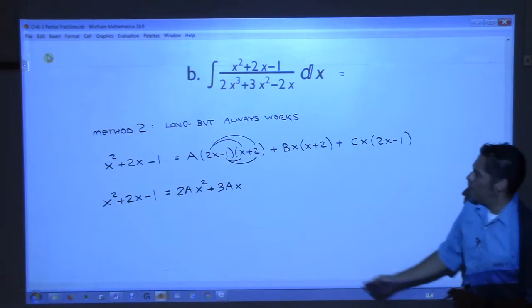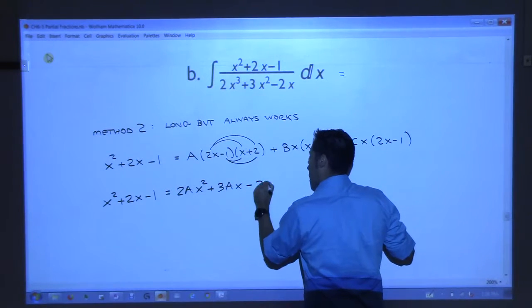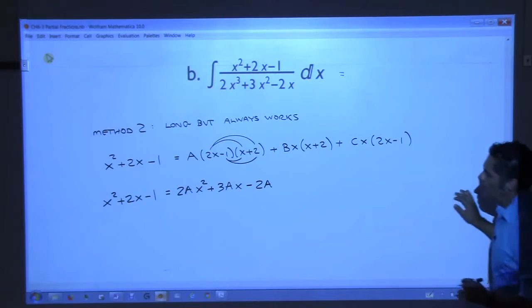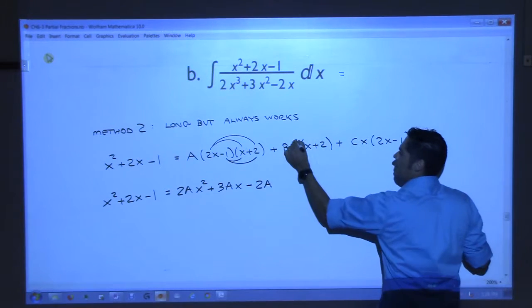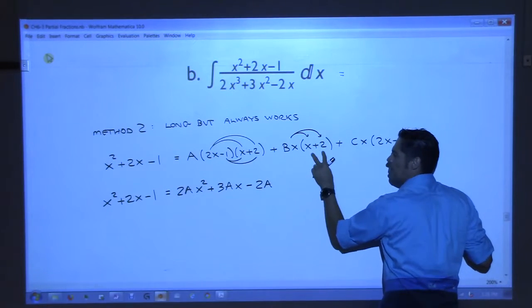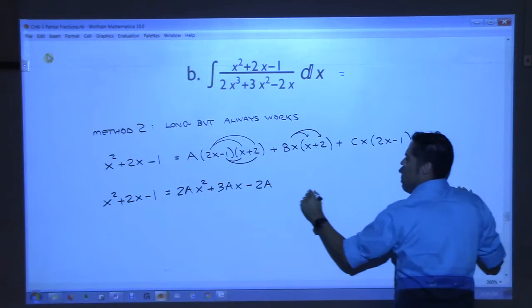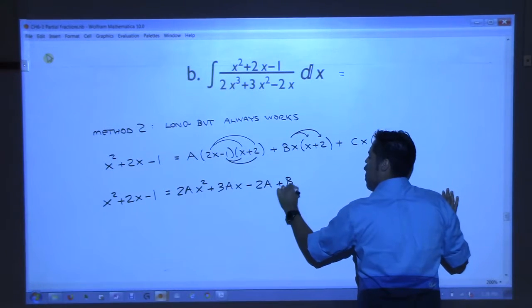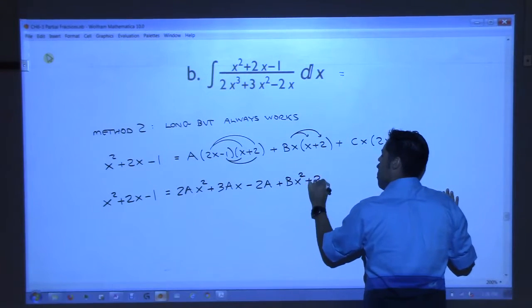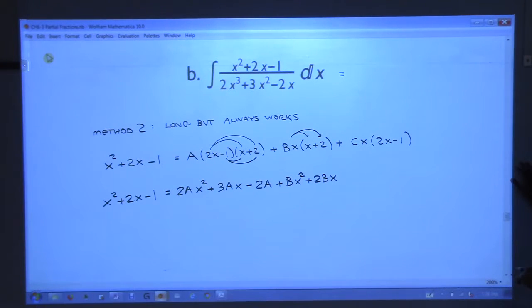And the last term would have been minus 2, but I'm going to hit it with an a. So minus 2a. Now I do the same thing here, but fortunately for us, we don't have to FOIL because it's a monomial times a binomial. It's not two binomials. So I can just do a bx through each of those. So plus bx squared plus 2bx. Just pass bx through the parentheses.